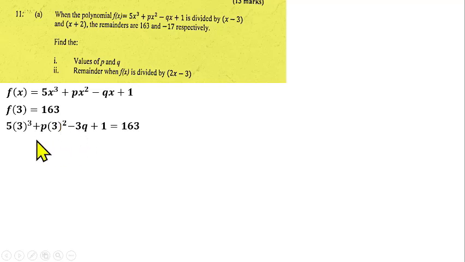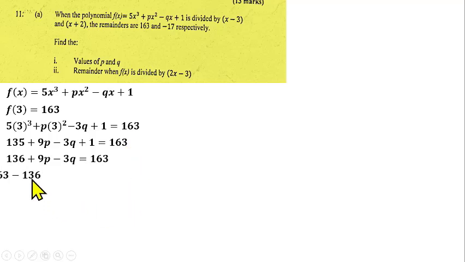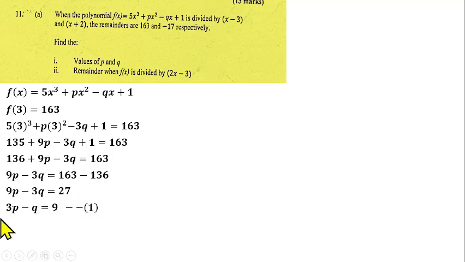So that should give us 5 into 3 cubed, because our x is 3 in here, plus p into 3 squared minus 3q plus 1 equals 163. If you simplify further, that should give us 135 plus 9p minus 3q plus 1 equals 163. Collect like terms. So we have 135 plus 1, that gives 136, plus this equals 163. Collect like terms as well. 9p minus 3q equals 163 minus 136, so that should give us 27. Divide through by 3. So if you divide through by 3, you have 3p minus q equals 9, equation 1.